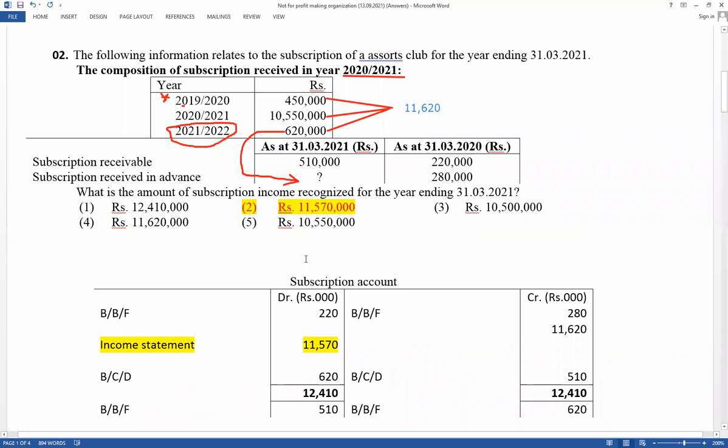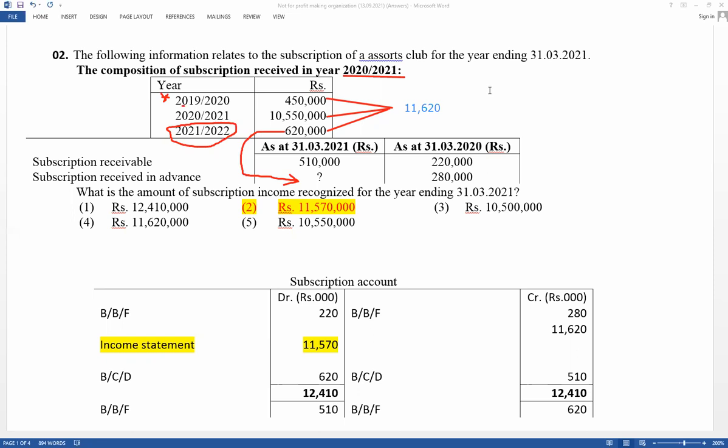Those are the main income of the not-for-profit making organization. Try to recognize subscription received in advance as well as subscription in arrears, subscription written off, as well as subscription recognized amount as income. Main income: subscription. Right now, I'm going to discuss the full question. Now I'm going to discuss all the information.